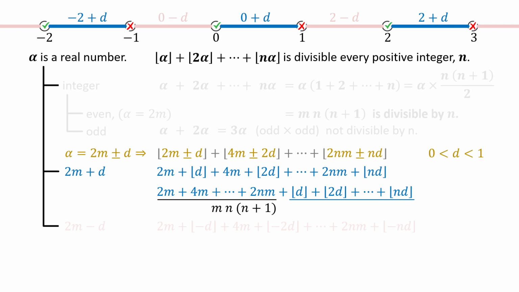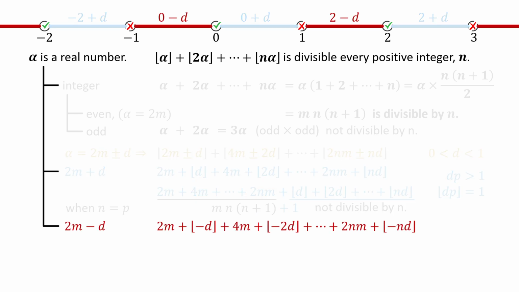As the value of n increases, at some point, the value of d times an integer, let's say p, is greater than 1. So the floor of d times p becomes 1. When n equals p, the expression equals mn times n plus 1 plus 1. This is not divisible by n.